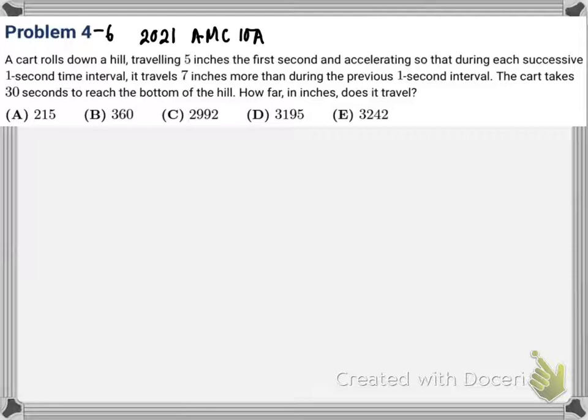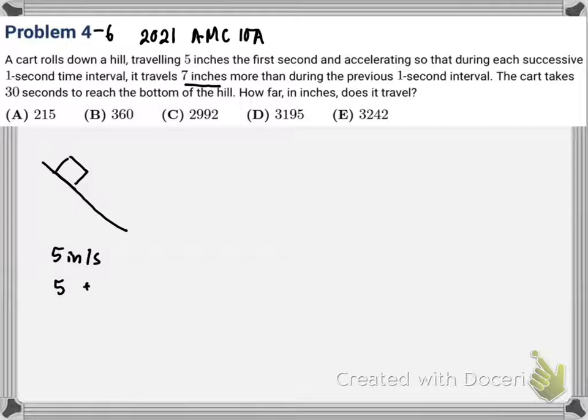A cart rolls down a hill, traveling 5 inches in the first second, accelerating so that during each successive 1 second time interval, it travels 7 inches more than during the previous 1 second interval. So we've got this cart rolling down a hill. And at first, it's going 5 inches per second. Then it's going 7 inches per second more. So it's accelerating every second.